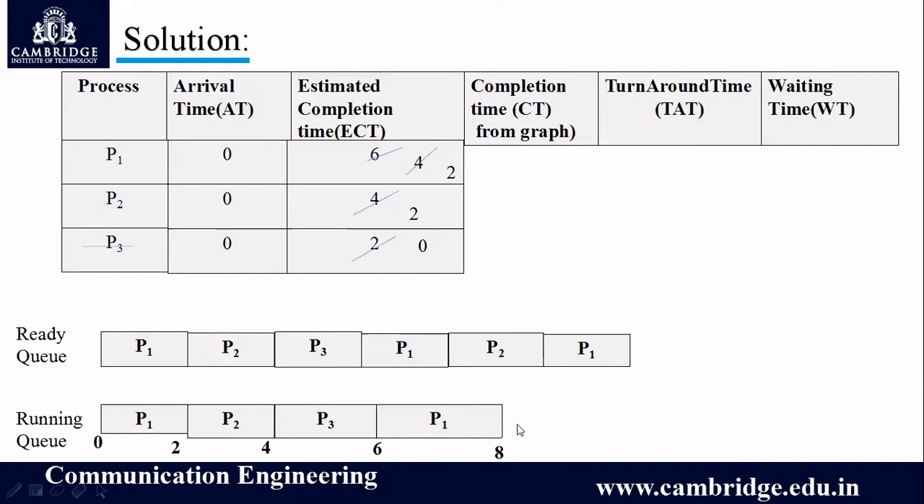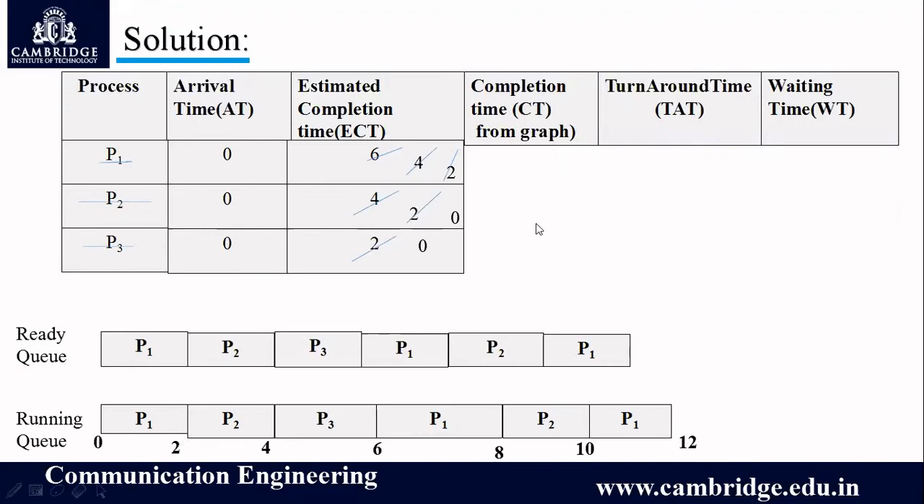Now P2 would be chosen next, and this would get executed for 2 milliseconds. So with that, P2 is completely done. You need not put it back into the ready queue. It is completely executed. You can remove it from the running queue. And lastly, you have P1 left out, and that would execute for 2 milliseconds. With that, P1 also would be completely executed and you can remove it from the queue. So this is the order in which the processes are given to the CPU for execution.